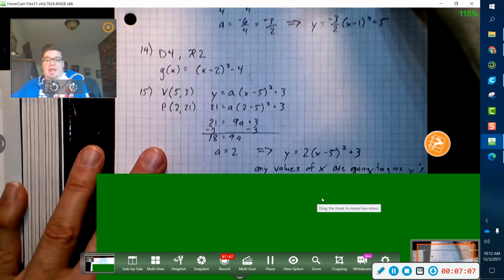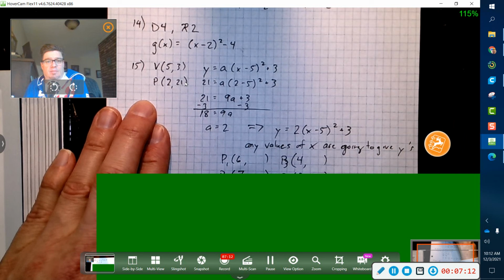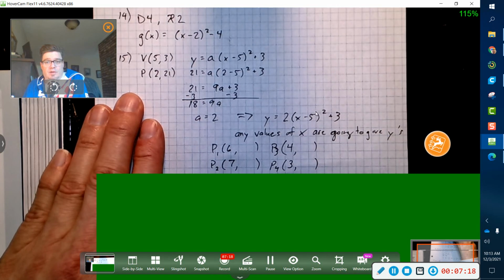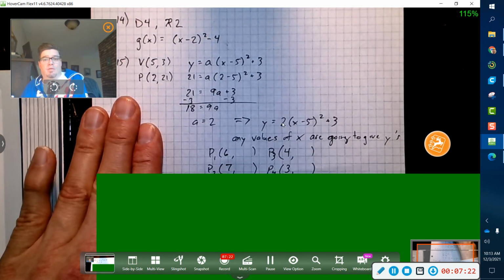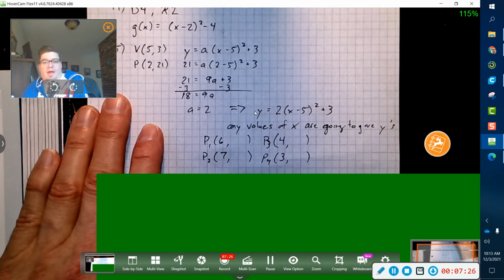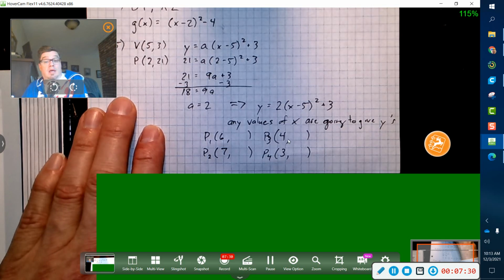Okay, if you do the work here, you will notice that we plug in the 2 and the 21. That's the point that it has to pass through. We solve for A and get 2. So here's my equation. Now in numbers 12 and 13, that would have been the end of it. But now what I have to do is plug in more values. I need to know what other points this parabola will pass through.